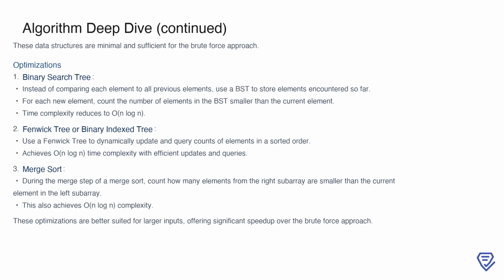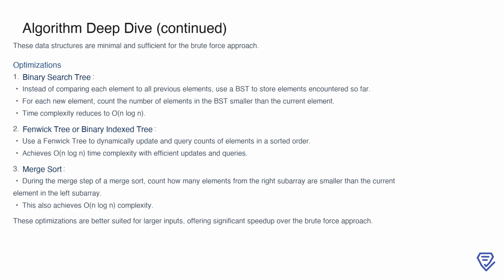Another efficient approach involves merge sort. During the merge step, we count how many elements in the right subarray are smaller than the current element in the left subarray. This technique leverages the divide and conquer strategy to achieve O(n log n) complexity. These optimized approaches provide significant performance improvements, especially for larger inputs, making them more suitable for real-world scenarios where efficiency matters.